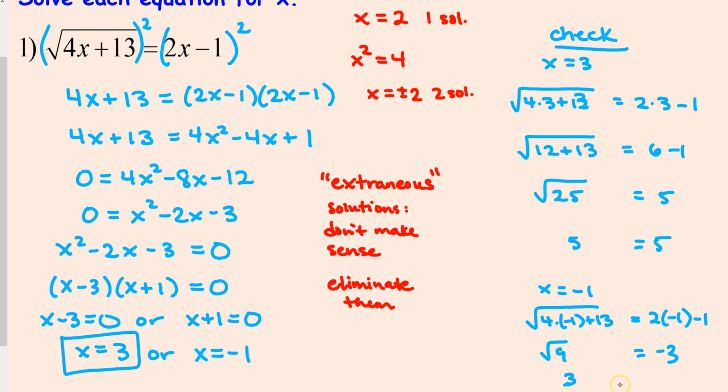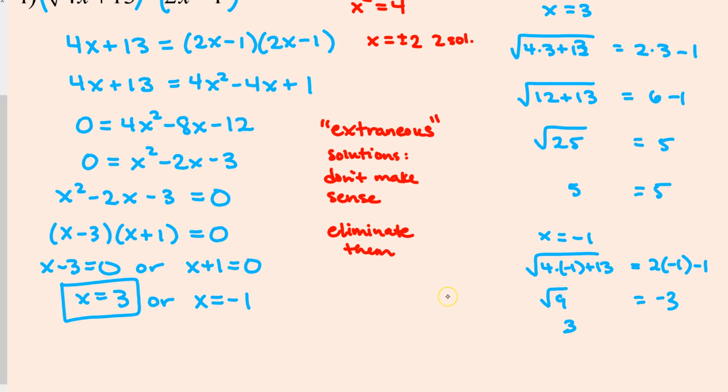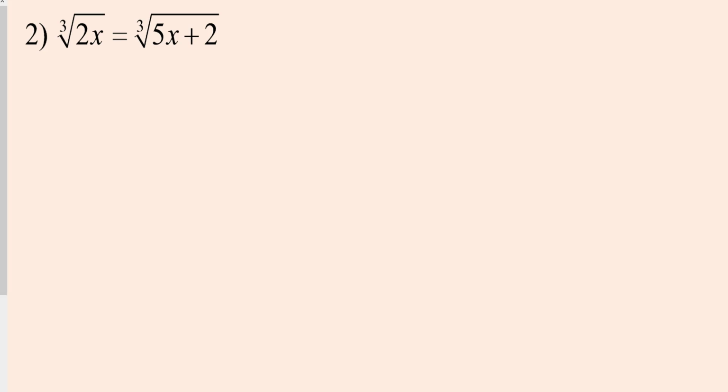Now some people will say, wait a minute, I thought that the square root of 9 could be 3 or negative 3. Well, you have to pay attention to the notation. Remember, when you use a square root symbol, it means just the positive root. If you use words and you say, what are the square roots of 9, then you could have two answers. But if it's just a square root symbol, it means the positive one. So since 3 and negative 3 are not equal, x equals negative 1 is extraneous, so we need to eliminate that solution. Okay, let's do another example.